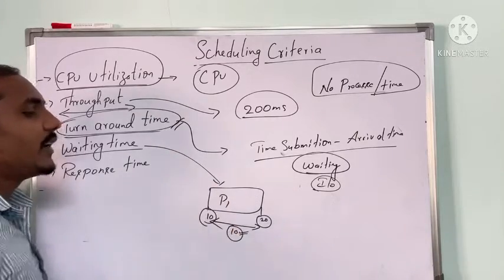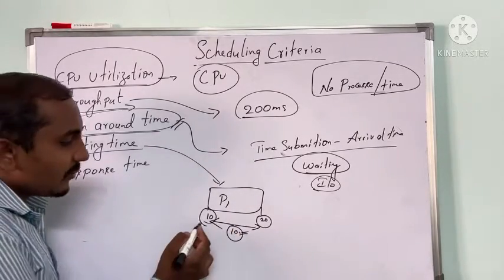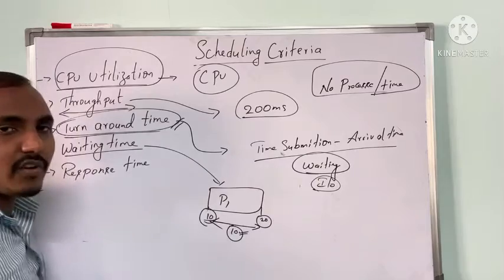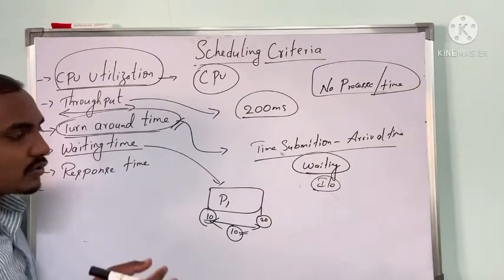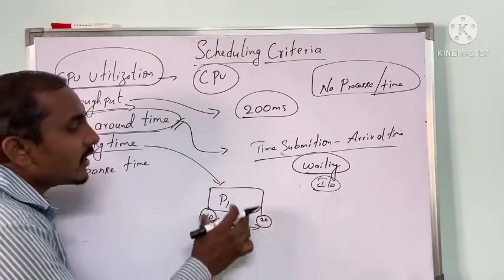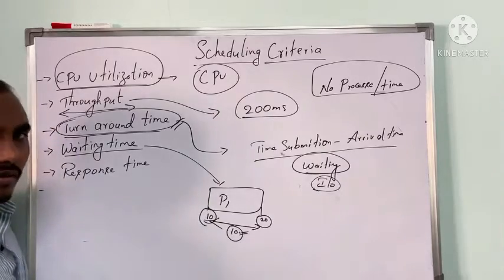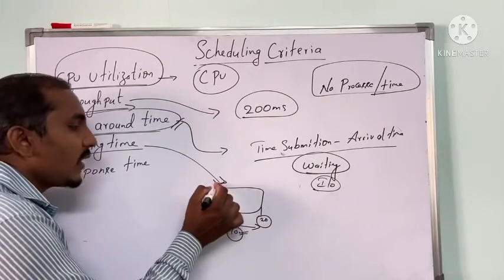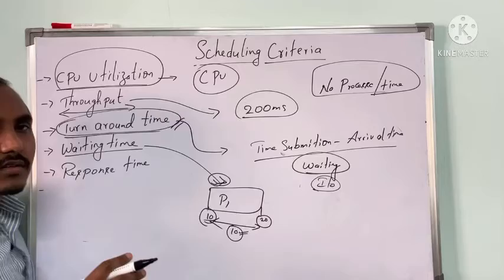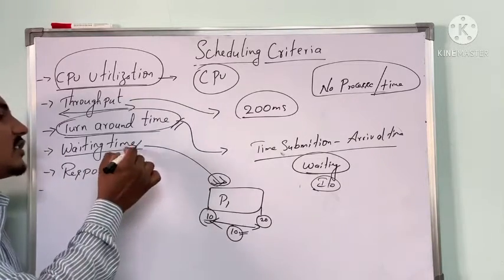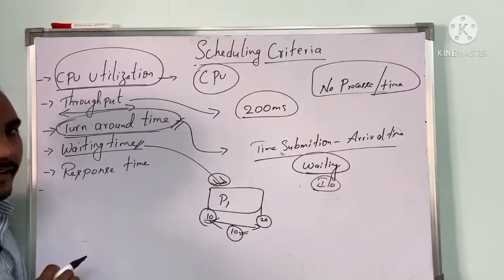I told you what waiting time is. Waiting time is from the time of arrival, when the process has arrived and when it has been selected for execution, or the total amount of time that the process spends in the waiting state. That is your waiting time.